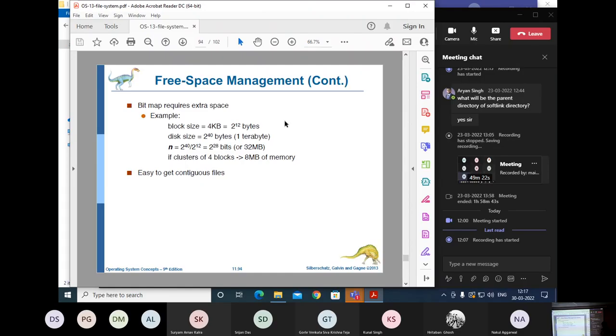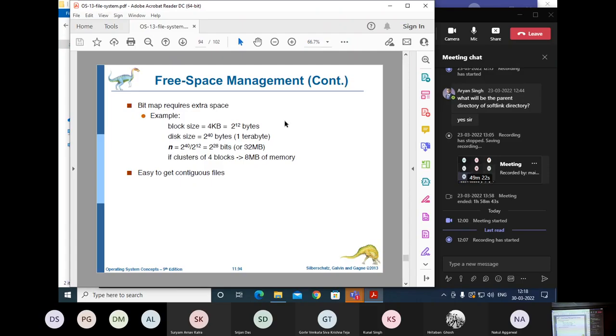That means how many blocks are there? 2 power 40 by 2 power 12, since each block is 4 kilobytes. You divide by this, so you essentially get 2 power 28 blocks. For one block, you need 1 bit, so 2 power 28 bits. And by the way, this is bits, not bytes, so you need to account for that when you are converting to MBs and so on.